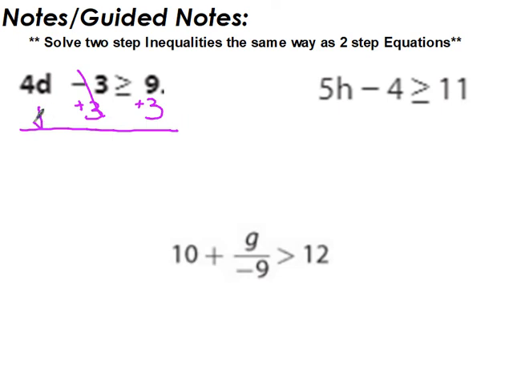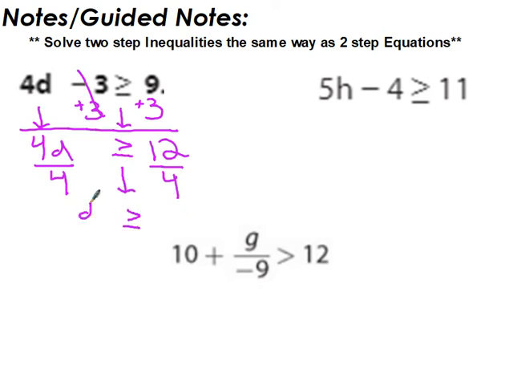I bring down my term with my coefficient of 4. I bring down my inequality symbol, and I do math. I added 3 to both sides, and I got 12. I'm left with 4 times d is greater than or equal to 12. Now again, I have to get rid of times 4, so I do the opposite, which is divide by 4. Whatever I do on one side, I do on the other. I bring my inequality symbol down, and I'm left with 3.